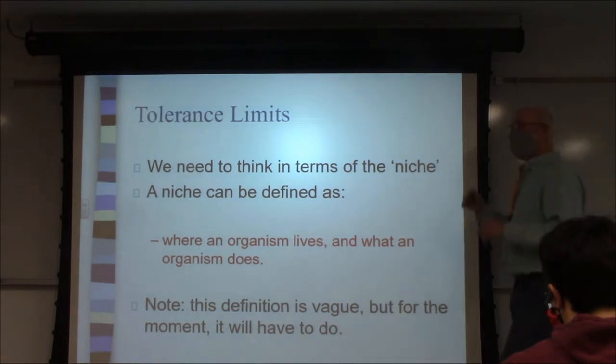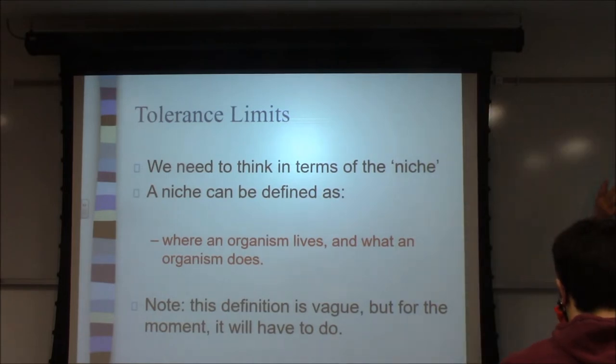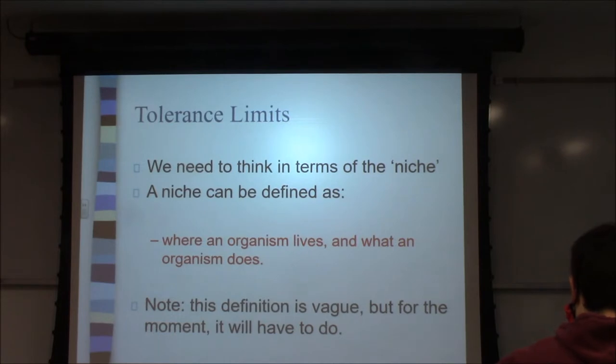In order to talk about that, we need to think about organisms in the context of something we refer to as a niche. A niche is sort of difficult to describe or to define. The easiest way to think about a niche is simply as where an organism lives and what it does. There are all sorts of wonderful, elegant mathematical descriptions of niches, but when you're thinking about it day-to-day, it's easiest to think about simply where an organism lives and what it does. So it's vague in some sense, but once you begin to understand it a little bit, it will make perfect sense.